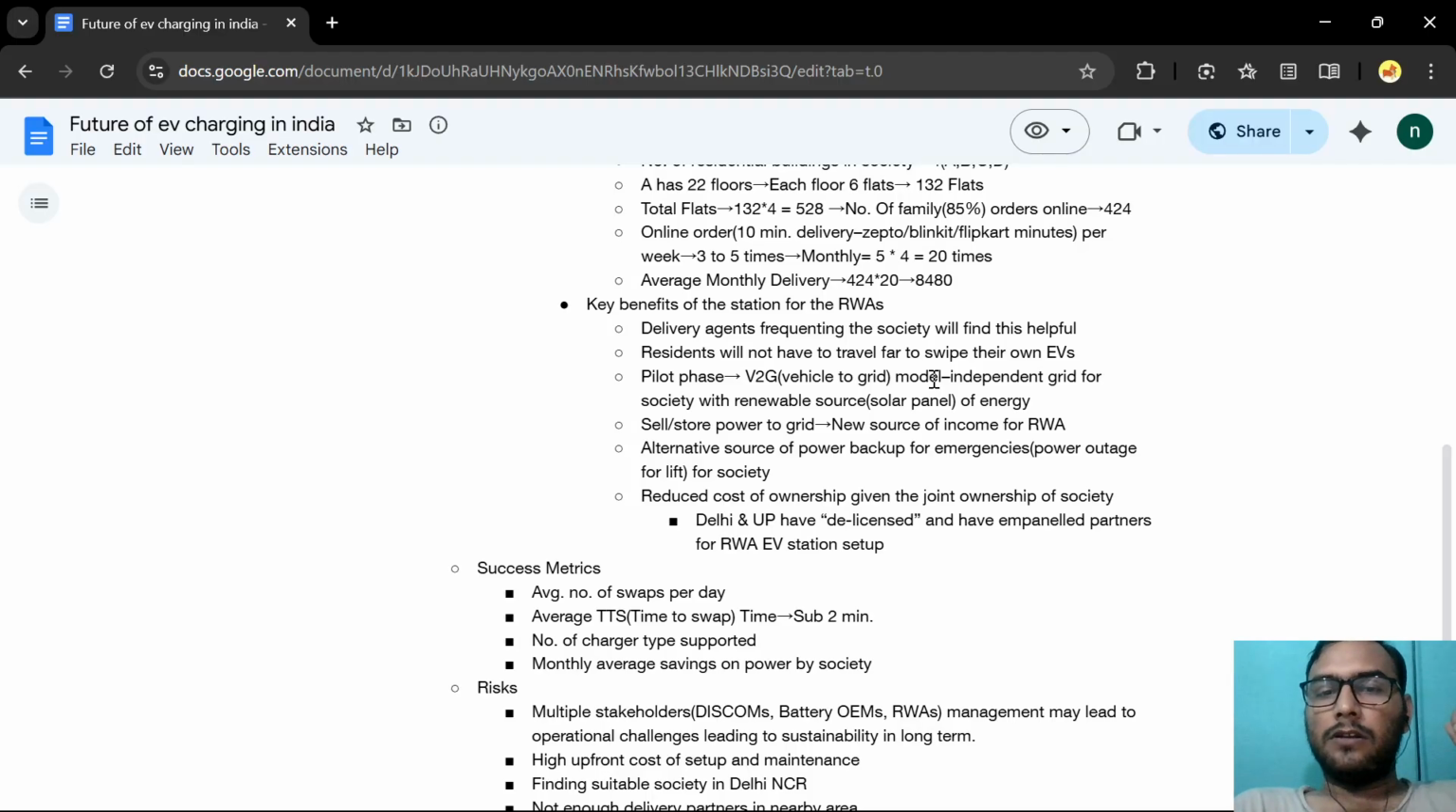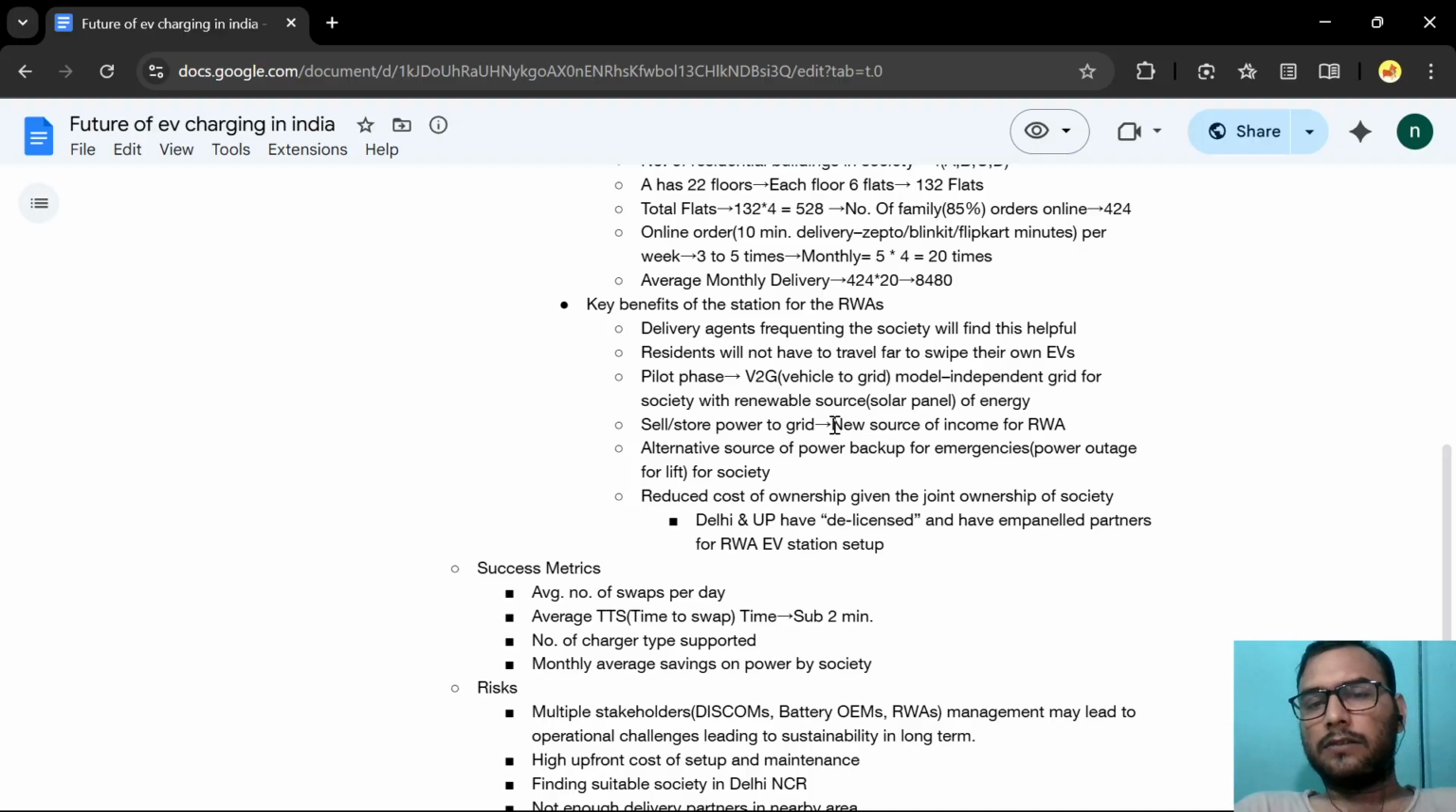The second benefit is that the delivery partners who frequent the society would choose to use our swapping station, and we will charge them, of course. So this is a source of revenue for the RWA. Apart from being dependent on the members of the society for donations and contributions, the RWA can become independent and do more work for the people of the society. So these are the two key benefits. And another benefit is that if we have excess power, then we can transfer it back to the grid.